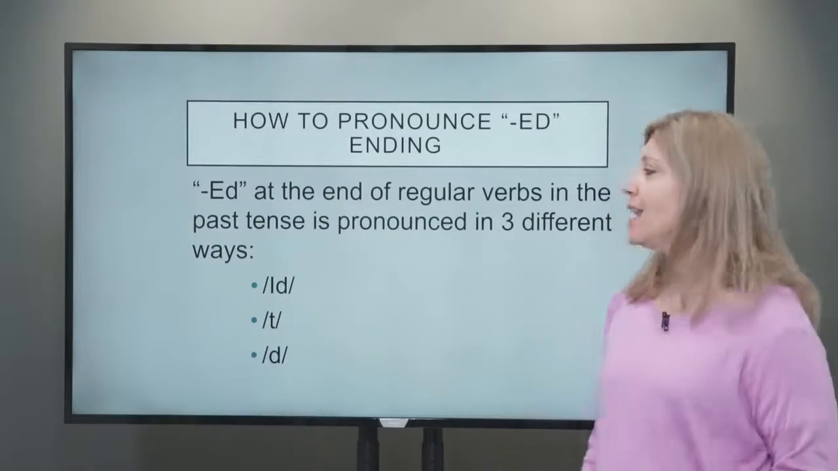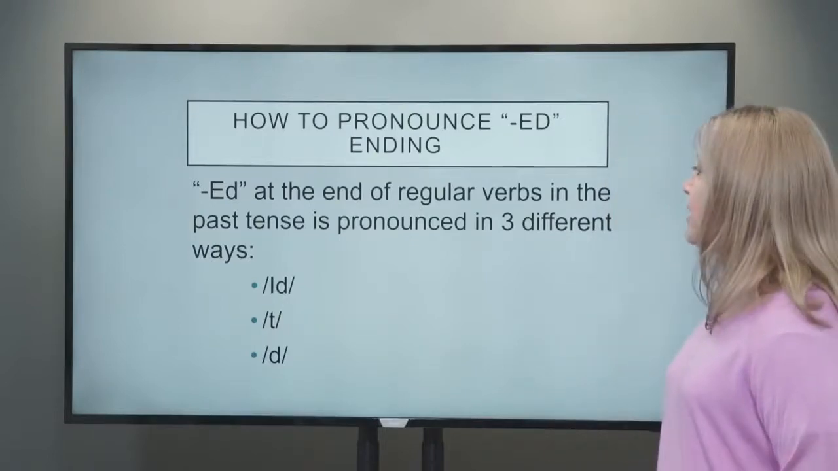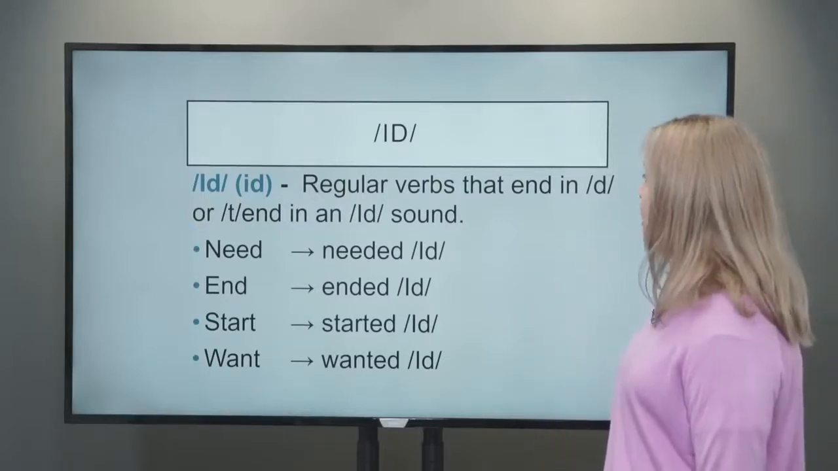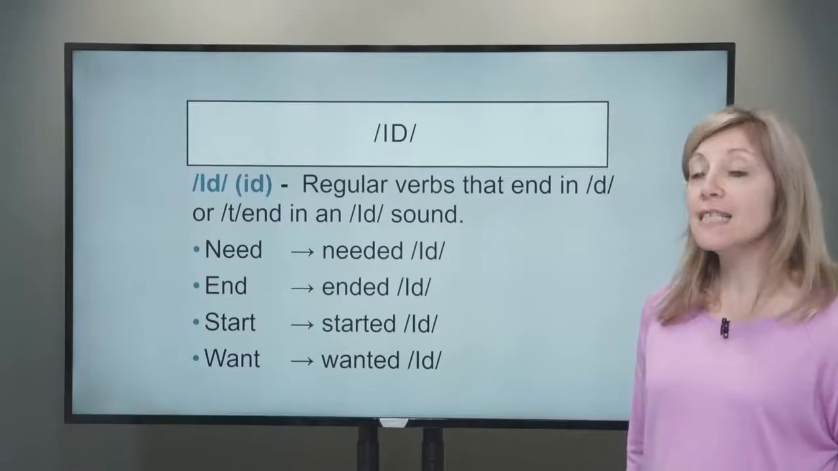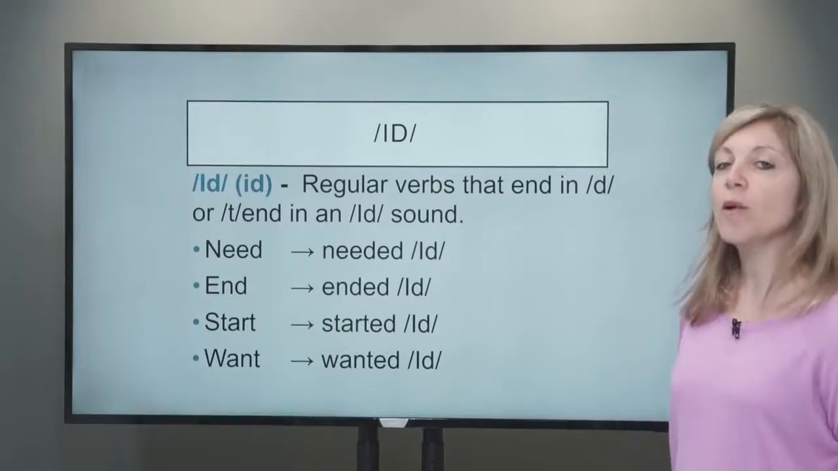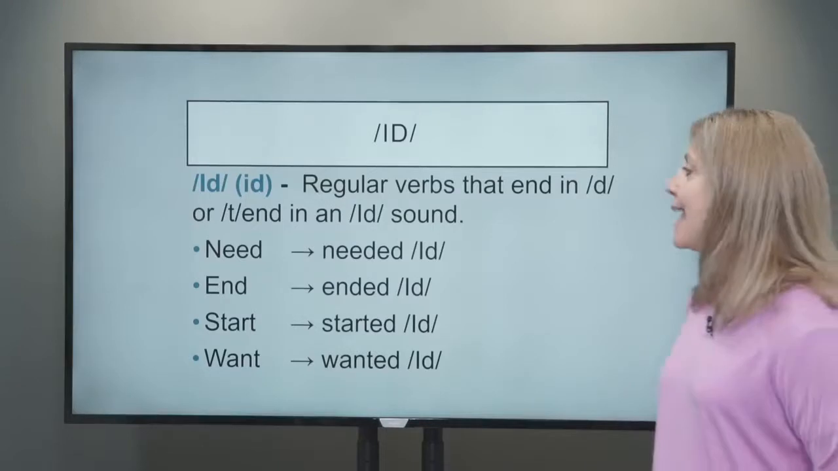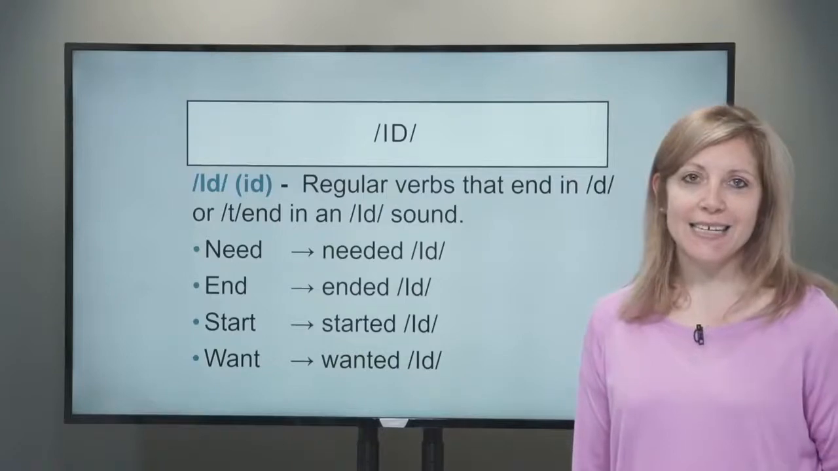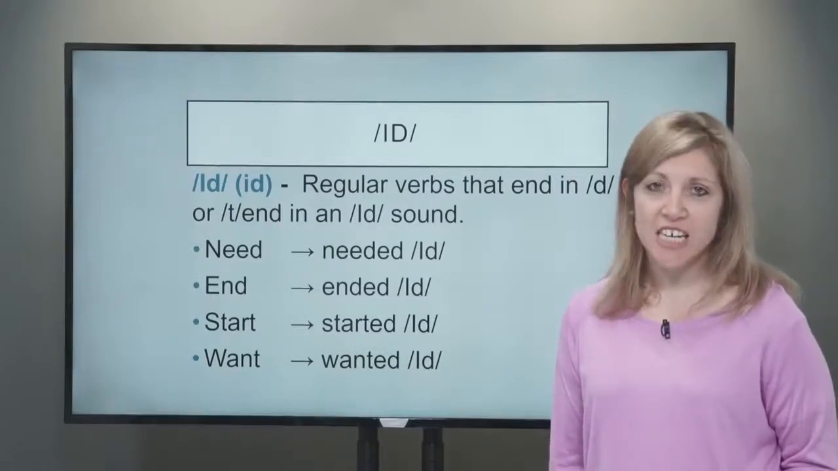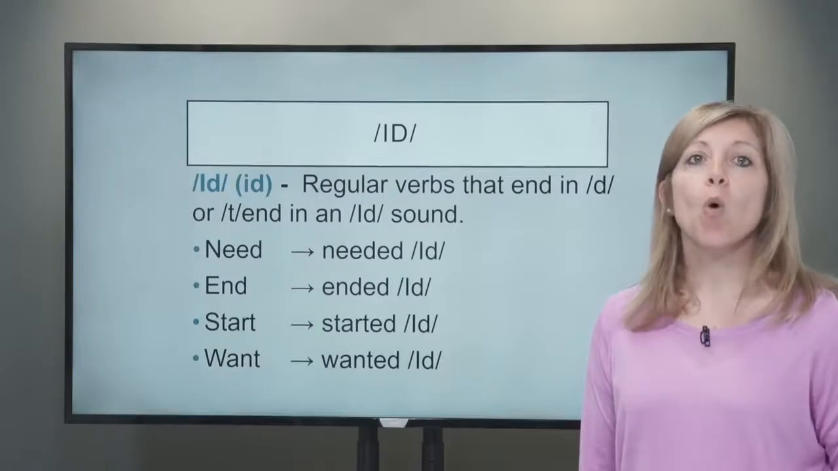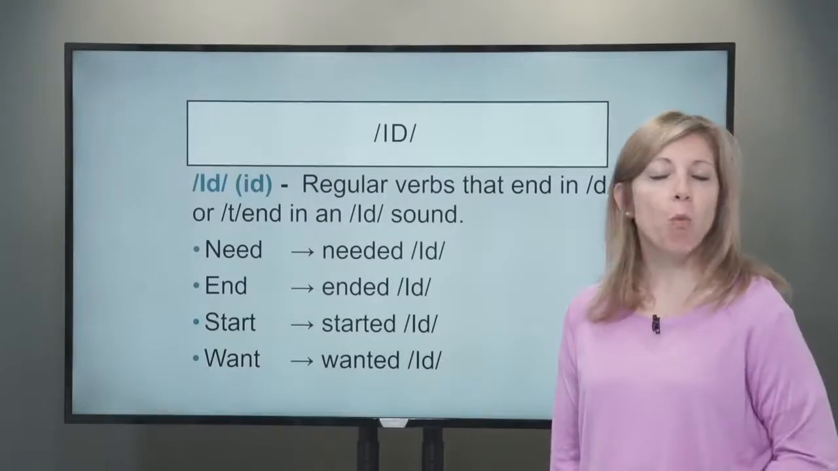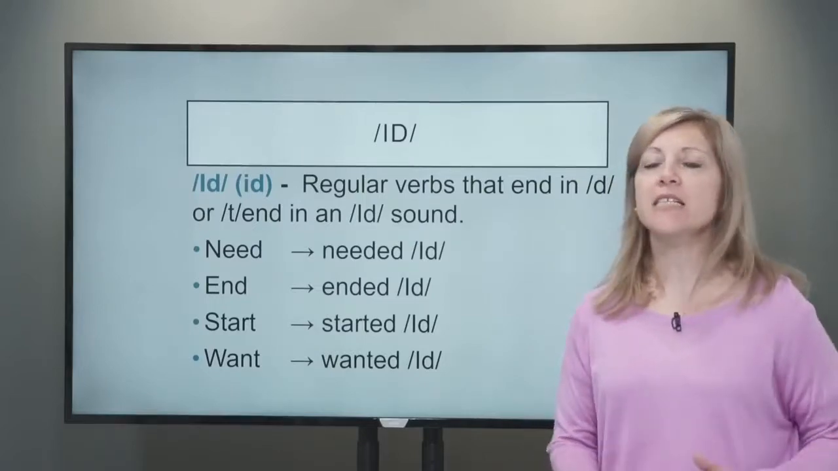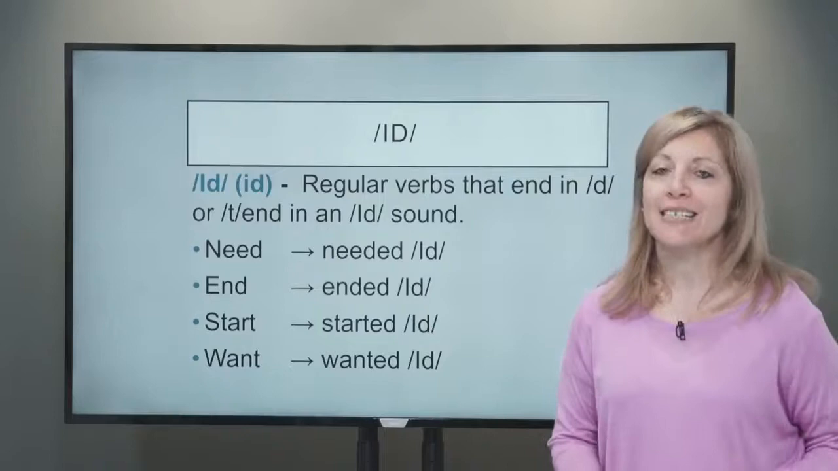Okay, so let's start with the easy one. The easy one, it's the id, right? So that's simple. If the regular verbs end in d or t, then the ed sound will be id. Look at my examples here. Need, needed. Okay, id. End, ended. Start, started, because it's a t. Want, wanted. Okay, so never wanted, wanted. So that's simple. All you have to remember is, is it a t, is it a d? If it is, then it's the id sound, okay?